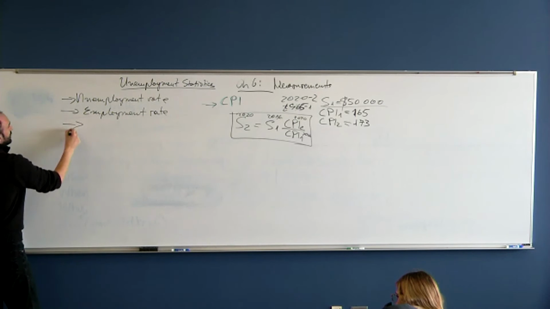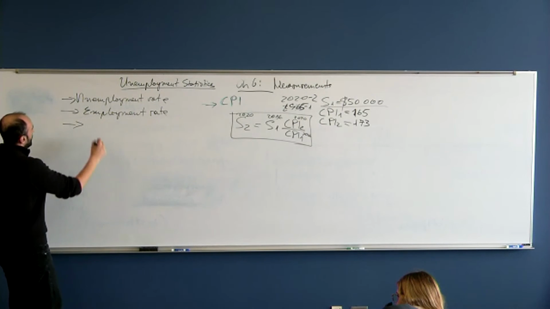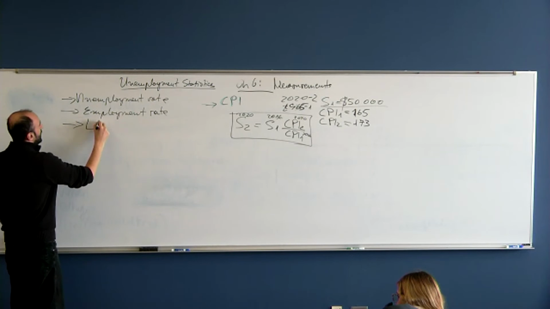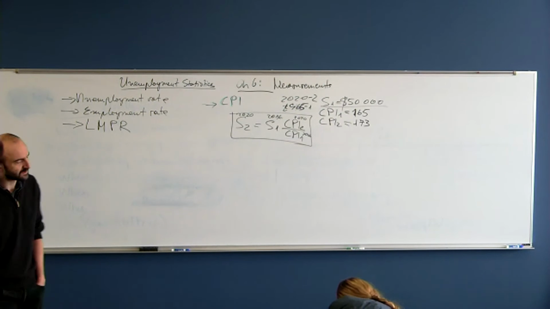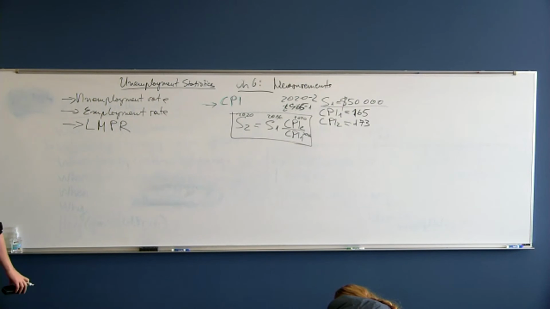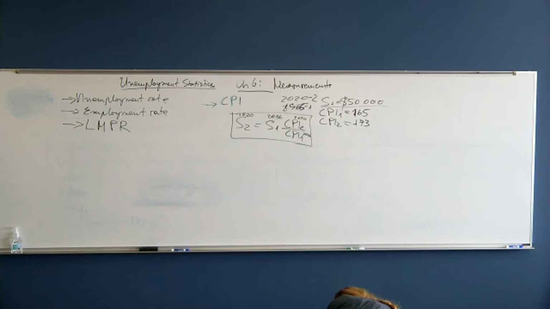And there is another statistical measure, I'll just write the abbreviation, the labor market participation rate. I'll explain in a moment what that is and how that works. In order to understand how we calculate those kinds of things, unemployment rates, employment rates, labor market participation rate, these three will be the most important statistical measures of the labor market.